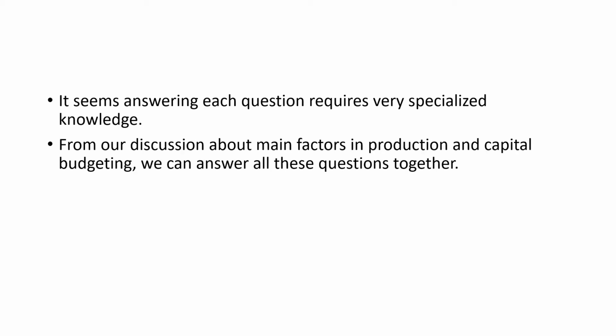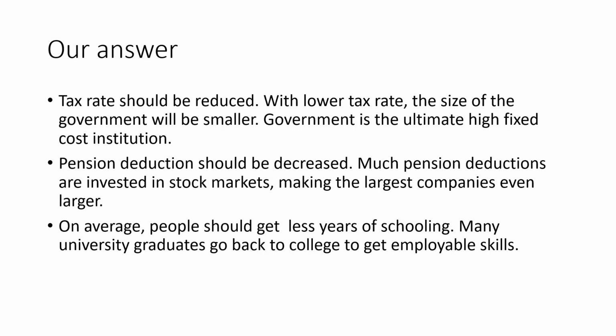It seems answering each question requires very specialized knowledge. From our discussion about main factors in production and capital budgeting, we can answer all these questions together. Our answer: tax rate should be reduced. With a lower tax rate, the size of the government will be smaller. Government is the ultimate high fixed cost institution.